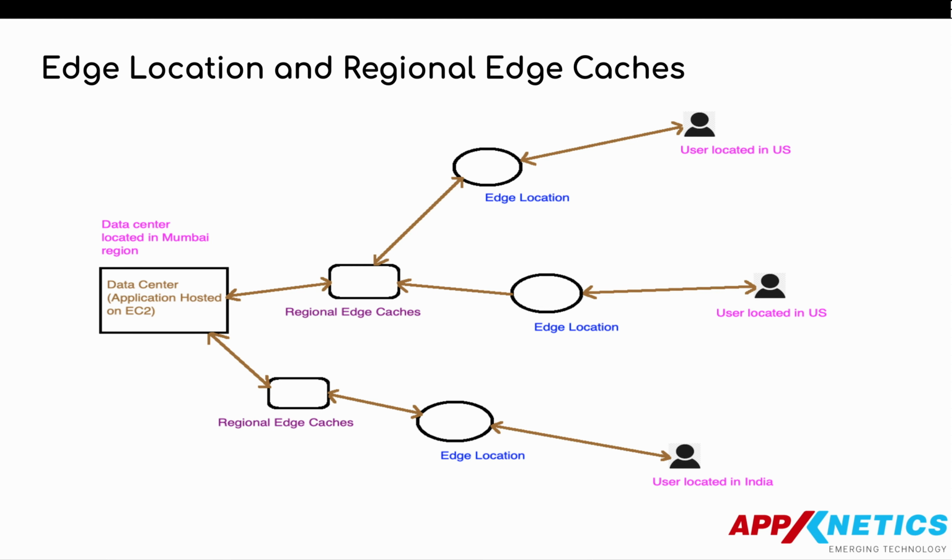First, let's try to understand what latency is. Latency is the time required to send a request to the data center and send the result back from the data center to the user. Let's try to understand what an edge location and the regional edge cache are from this diagram. There are 400 plus edge locations and 13 regional edge caches located all over the world. Multiple edge locations are connected with a single regional edge cache.